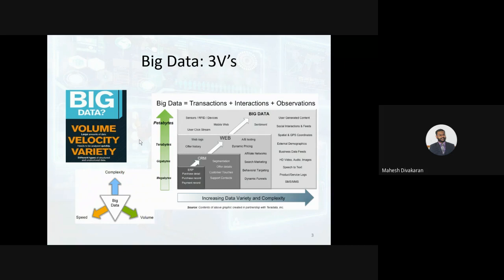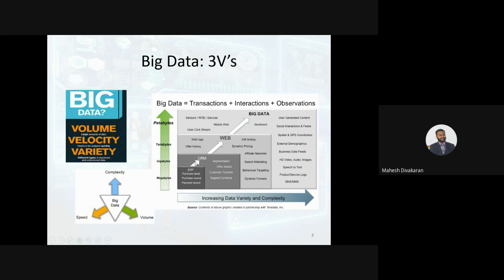Actually, big data consists of these three V's: volume, velocity, and variety. So there should be a large volume of data, the velocity of the data is also very high, and there is a lot of variety, or different types of variables. So this is called big data, a sum total of these.